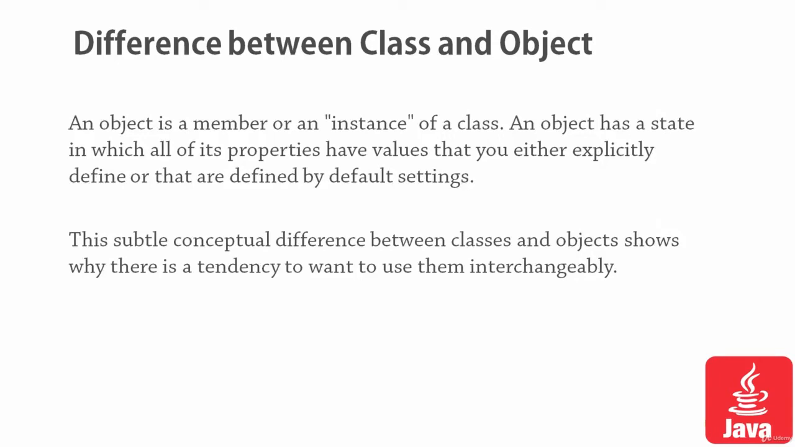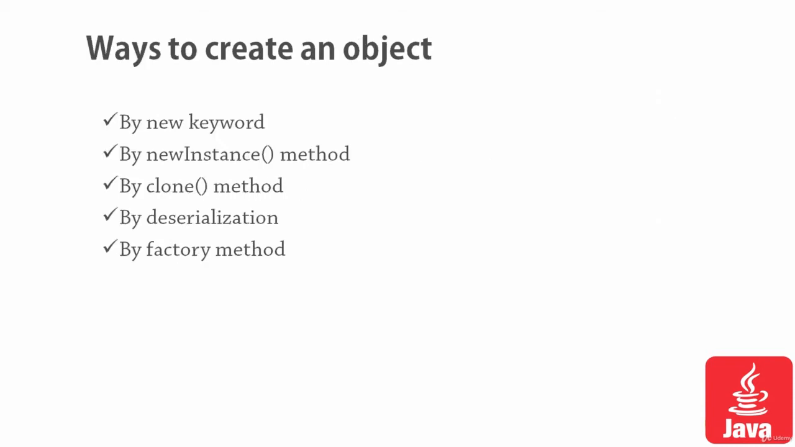The difference between class and object is very fine. We don't need to be confused here. An object has a state in which all the properties have values that you either explicitly define or that are defined by default settings. It could be defined based on users. There is a tendency to use class and object interchangeably depending on the context.